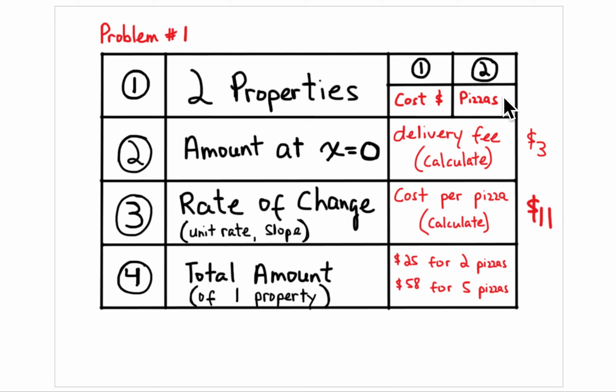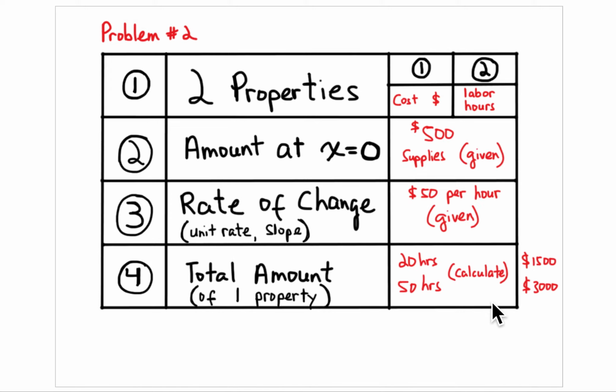Problem number 1: the 2 properties are the cost in dollars and the number of pizzas. The second component is the delivery fee. When x equals 0, before any pizzas are delivered, there's a fee of $3. You have to calculate that. What's the rate of change? In other words, what's the cost per pizza? You have to calculate that. That turns out to be $11 per pizza. And they give you $25 for 2 pizzas and $58 for 5 pizzas.